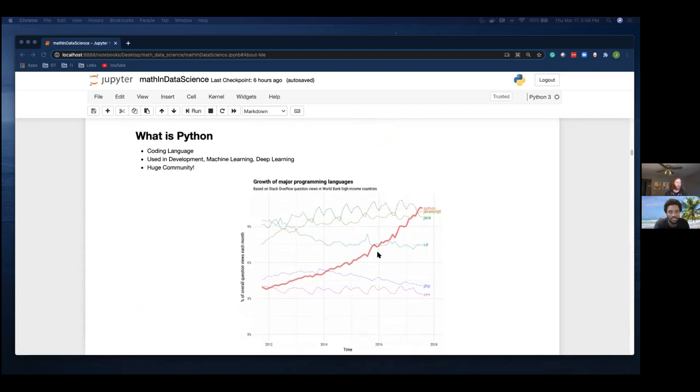This graph is a little bit outdated because it's 2018, but Python is still far and away the industry leader in the data science world. So JavaScript and Java, they're not really languages that are used in data science. But huge community, super popular. It's probably the easiest language to learn, in my opinion.